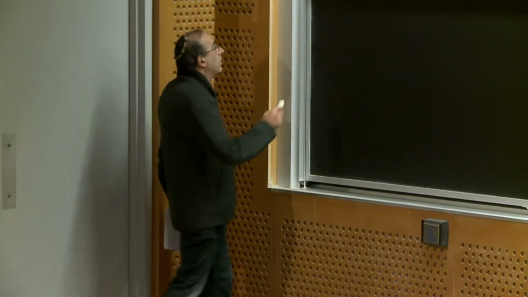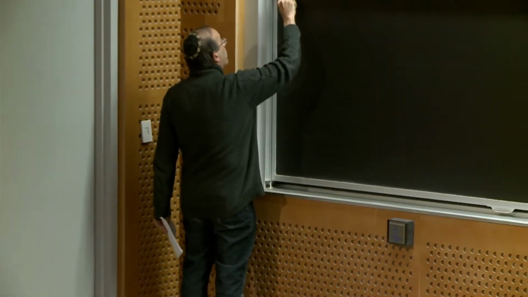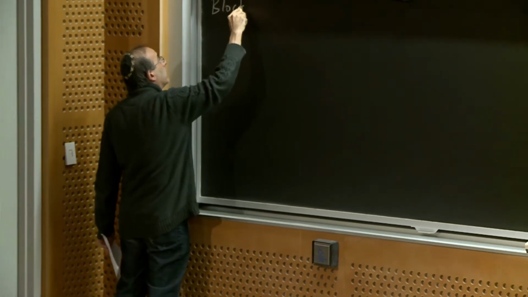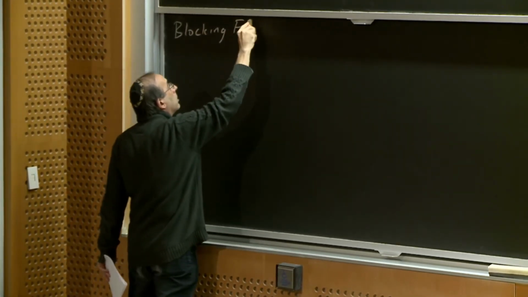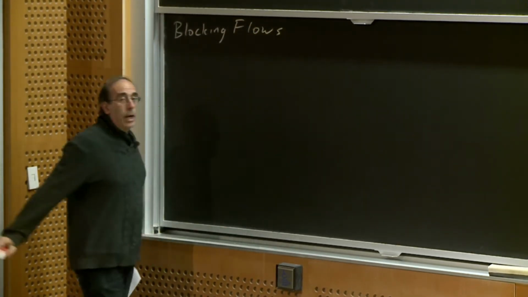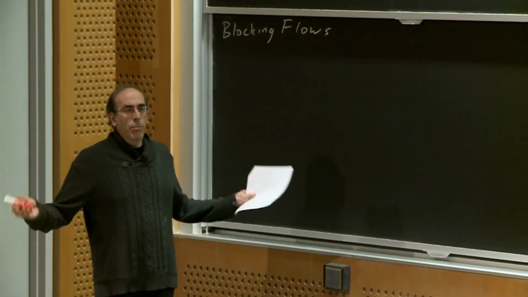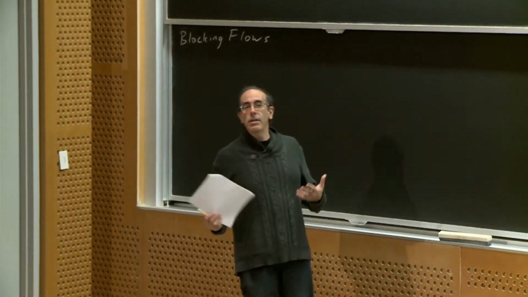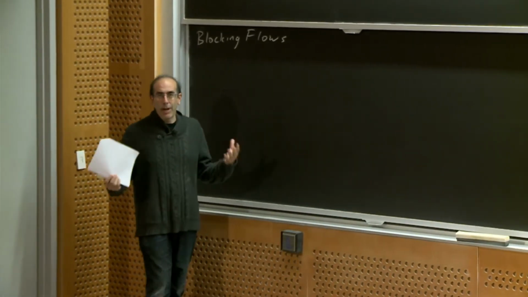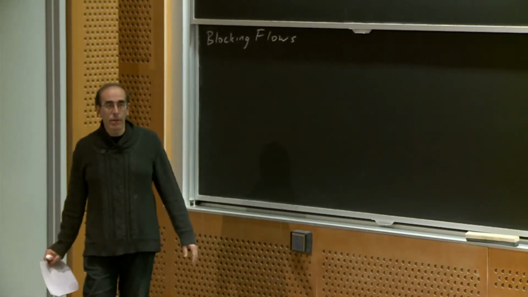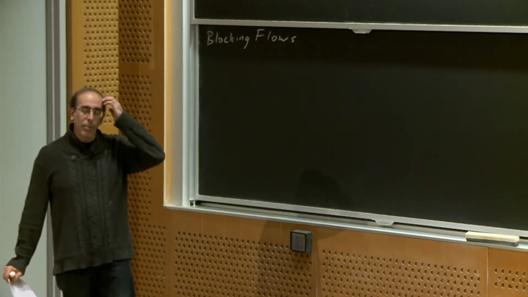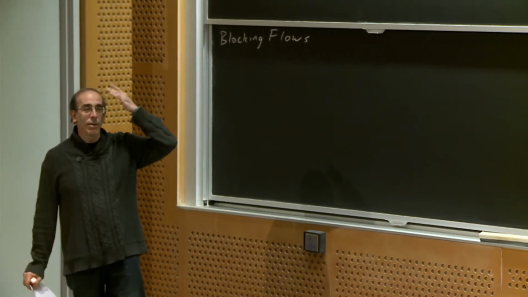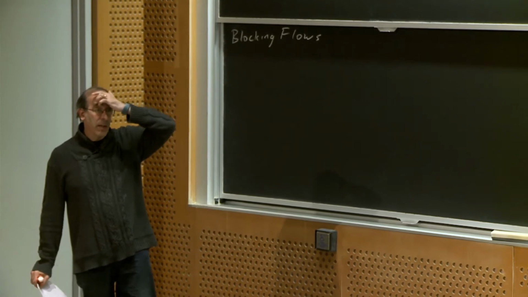So last time, we talked about blocking flows. And we proved a lot of things about them, right? Each blocking flow calculation increases the distance between the source and sink by 1, and so n blocking flows suffice to find a max flow.